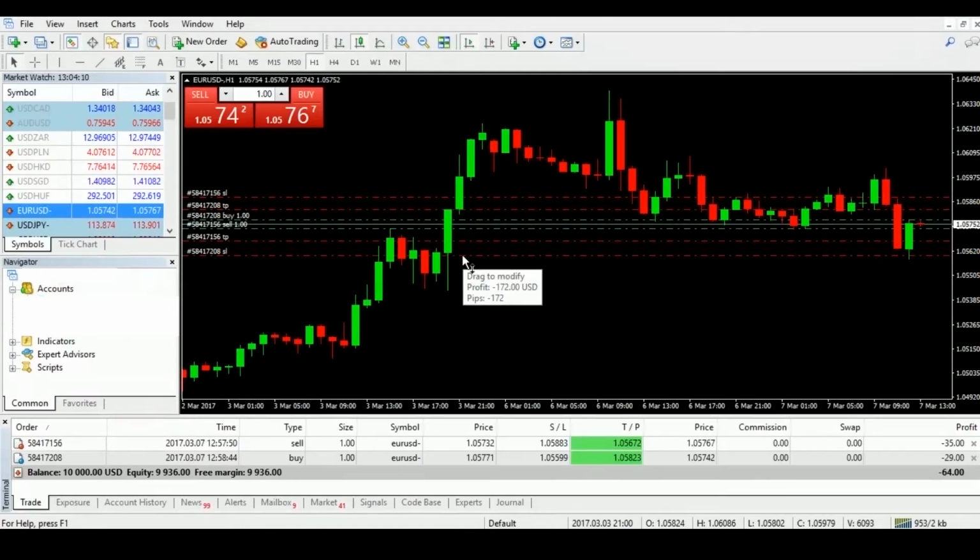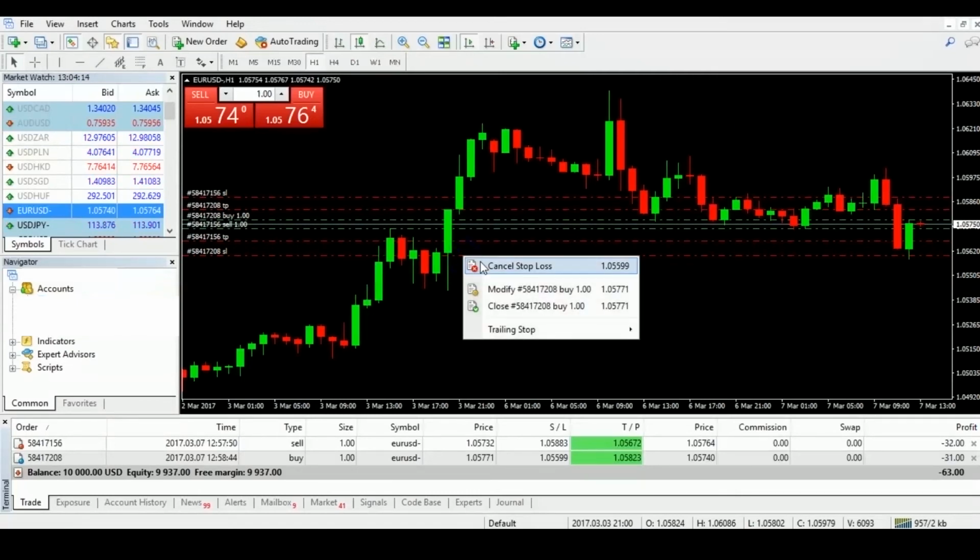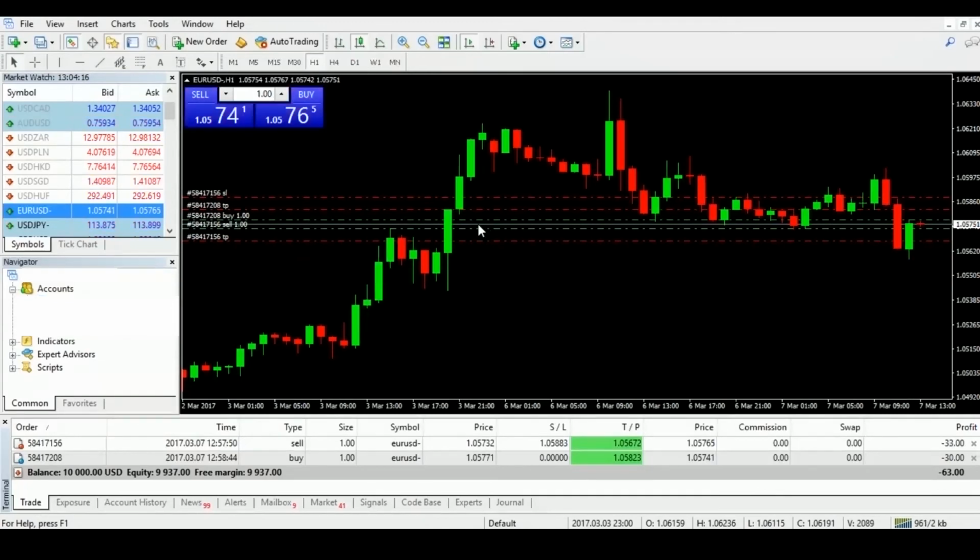Now to delete your stop losses and take profits, you can right click on your stop loss and cancel stop loss. This does not remove you from the market in your trade. It just cancels your stop loss. Same thing with your take profit. You can right click and cancel take profit.